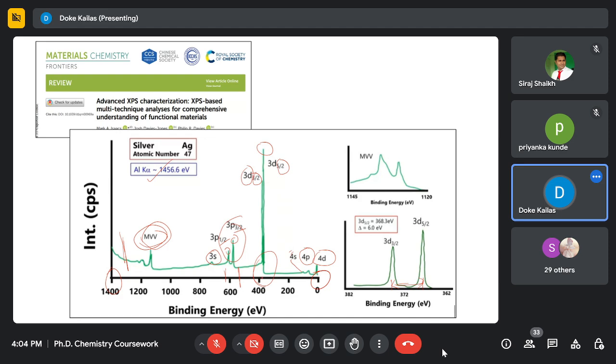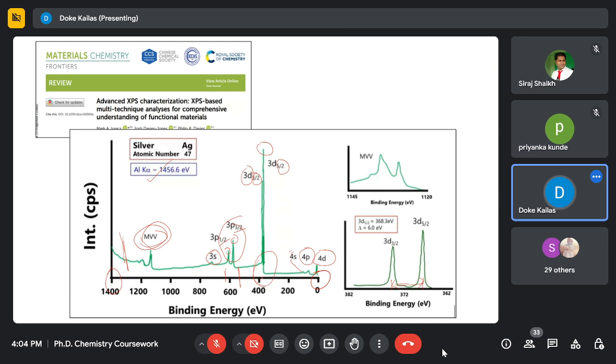So from the survey spectra, we can do only elemental analysis. For elemental analysis, we can analyze how many elements and what elements are present in the given sample. That can be analyzed from the survey spectra. But for proper analysis and determination of structure, investigation of molecular structure, the surface analysis, what kind of molecules are there on the surface of an unknown sample research material, for that we need a high resolution XPS spectra.